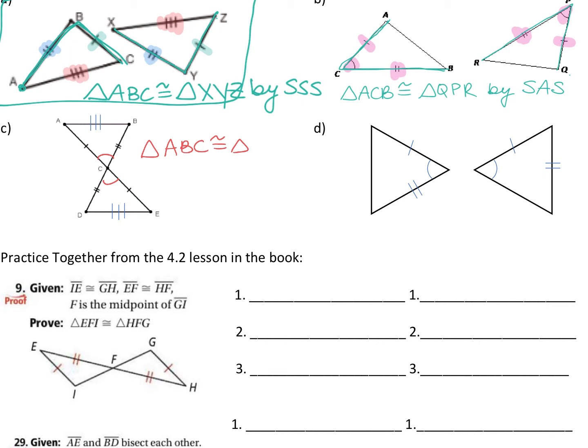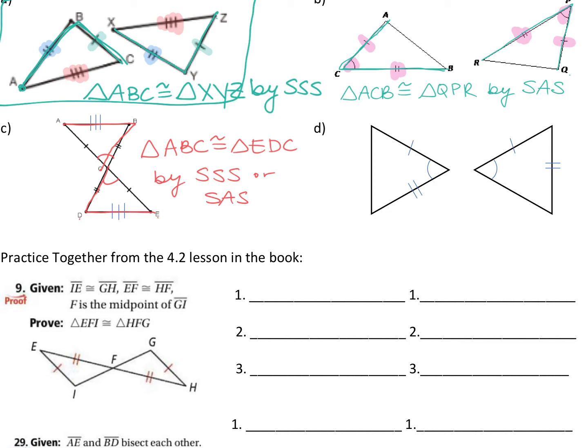A, B, C, E, D, C. So through the triple marking, through the double marking. So you need to go through triple, through double. So E, D, C. Okay, and you may say by SSS, or you could have said by SAS. They both would work.